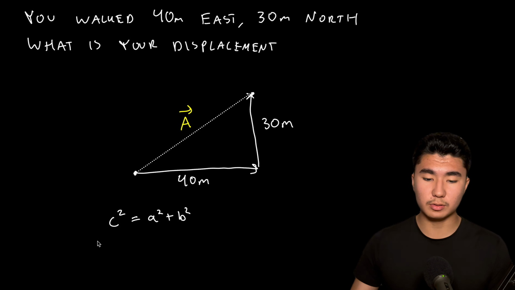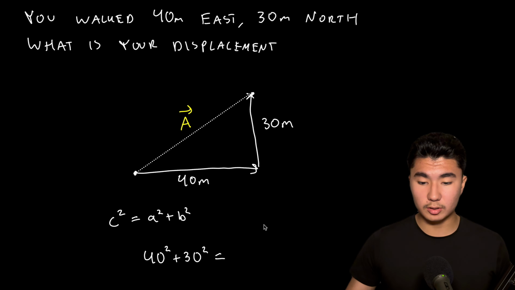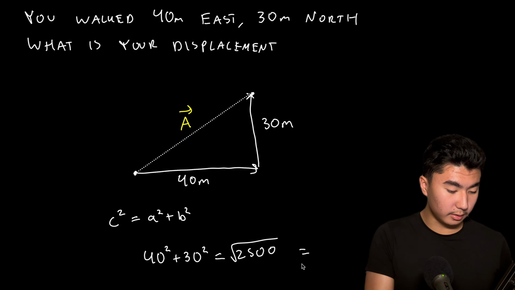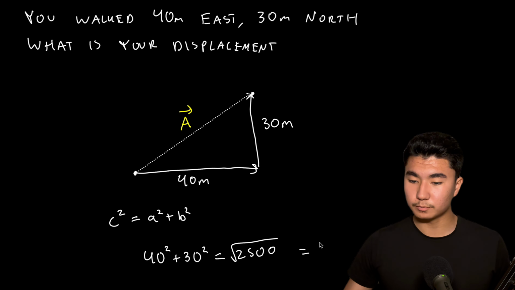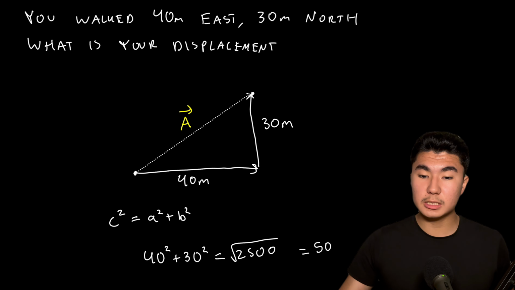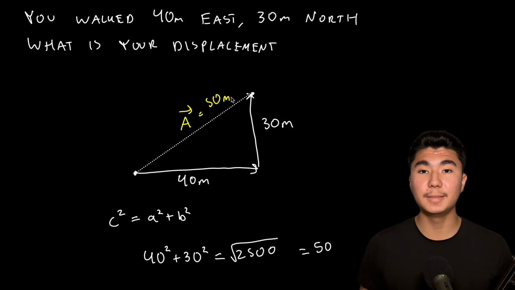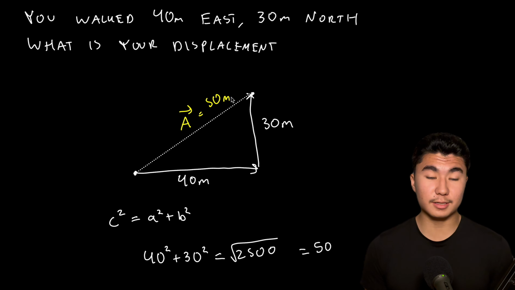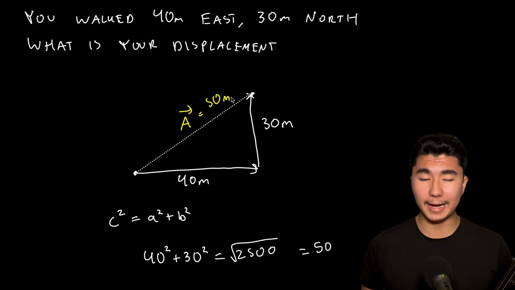It's interchangeable. So this is going to be 40 squared plus 30 squared, and that's going to be 2500. Now you have to square root that, which is going to be 50. So our displacement over here is going to equal 50 meters. So that's just one of the things you have to know, and this is just from past trigonometry.